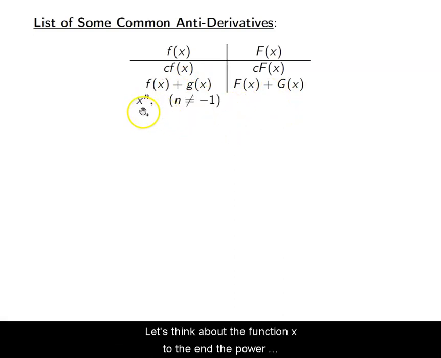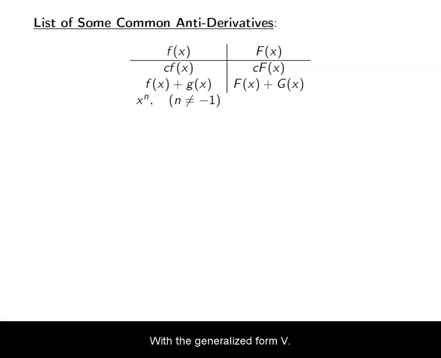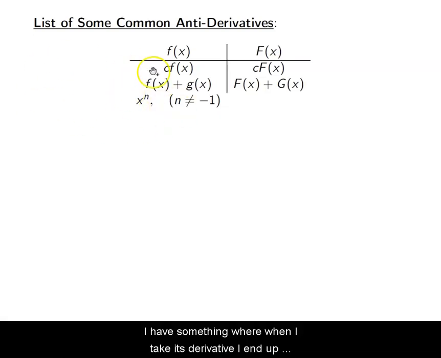Let's think about the function x to the n, the power function. Now this is a very important function. When we talked about derivatives, when we first started formulating actual generalized rules for finding derivatives, the power function was the very first function that we started with. I want you to take a second and think about what you think the antiderivative of a power function would be, okay? What would the generalized form be of something where when I take its derivative, I end up with x to the n?